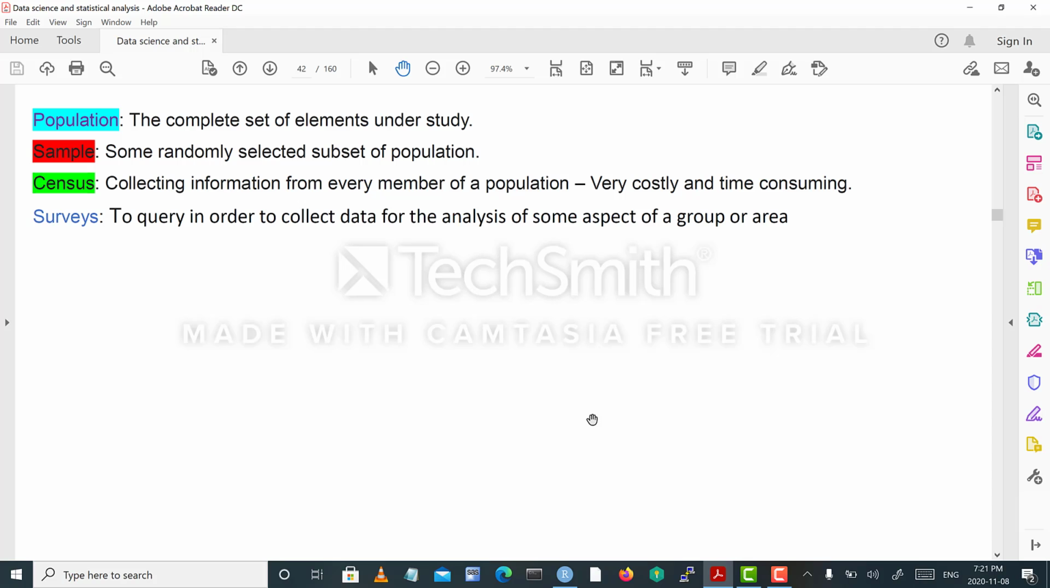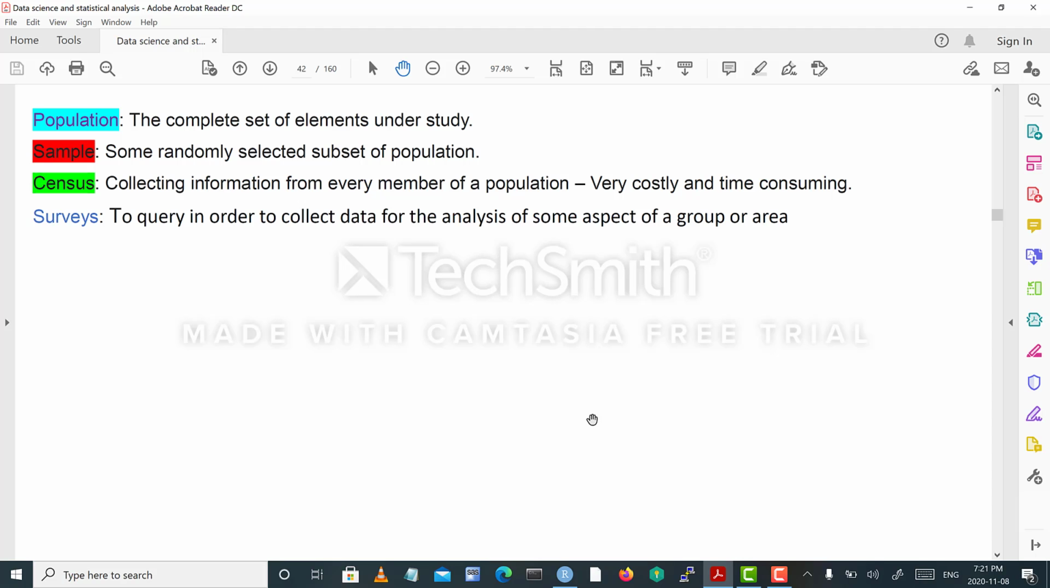Hi everyone, this is the second part of my lecture course Statistics for Everyone towards Data Science with R. Start off with some definitions.